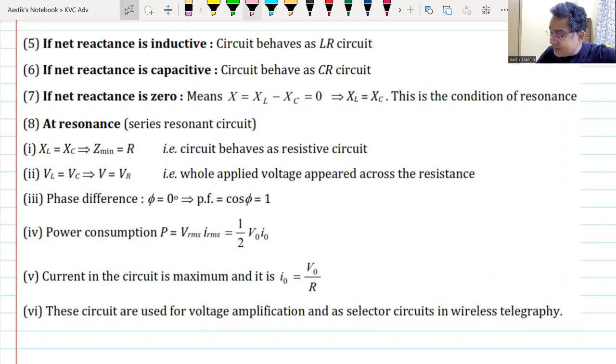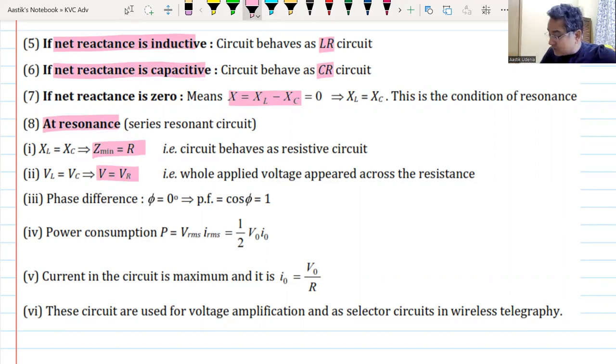If XL is greater than XC, the net reactance will be inductive. It will behave as an LR circuit. If XC is greater than XL, it will behave as an RC circuit. If both are equal, that is the condition of resonance. Impedance is minimum, potential becomes equal to potential across R, the power factor becomes 1, V and I will be in the same phase, the power consumed you've already written down, and the current will be maximum. This circuit is used in voltage amplification. I will give you 2 minutes to note these things down.